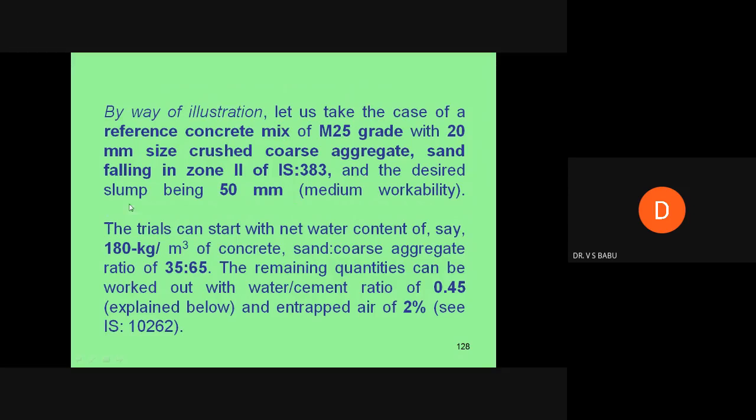Next, the desired slump is 50 mm. Nowadays, the minimum slump you have to design for is 50 mm. But in my opinion, 50 mm is a very, very minimum slump. This slump on site, no one accepts nowadays. Even in 2020, no one accepts 50 mm except for pavements. Actually, pavements they will accept, because in the case of pavements, the compaction is done by road roller.